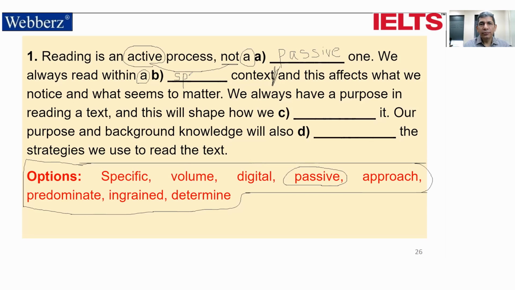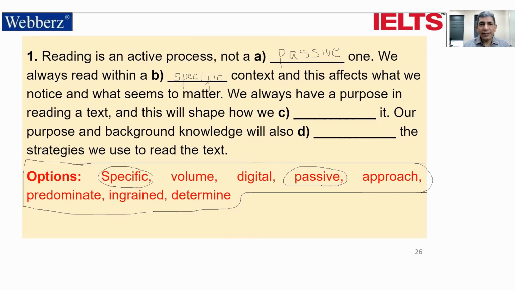Rule them out. Volume of context, volume of it will come, or volume context it will not come. Digital, it may not be digital. We always read within a digital. You cannot read within a digital. Okay. So approach cannot fit in this statement. And predominant definitely not, because after that a context is there. Ingrained, I don't know about the ingrained, so I will leave that one. Determine, it's not a word which fits here. Okay, so you have finalized specific here. Yes. Good enough.